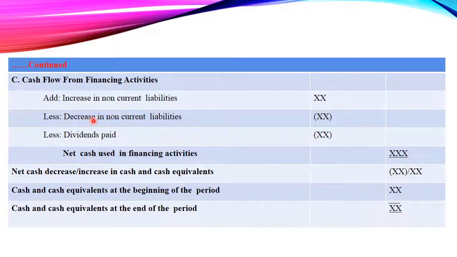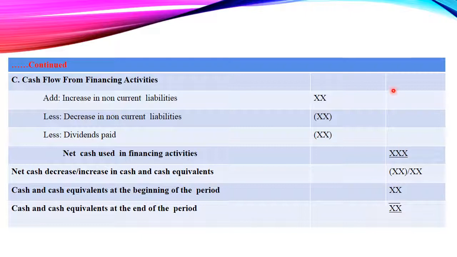Then we are supposed to less any decrease in non-current liabilities, because if the loan has decreased in the next period, then it means that the company has paid up some amount, and that reduces our cash balance, and therefore we subtract it here. Don't forget to less the dividends. The dividends, like we said, are the shareholders' earnings. Remember, when you pay the shareholders, you are reducing the amount of cash, and that is why we are subtracting it here.